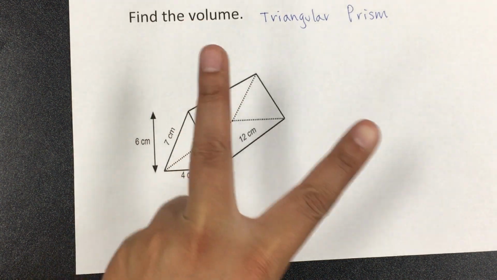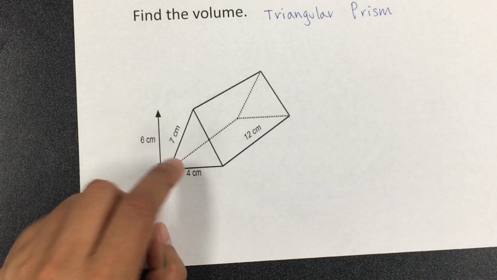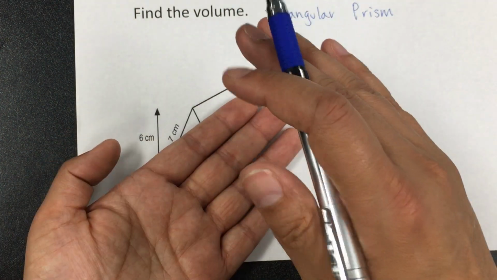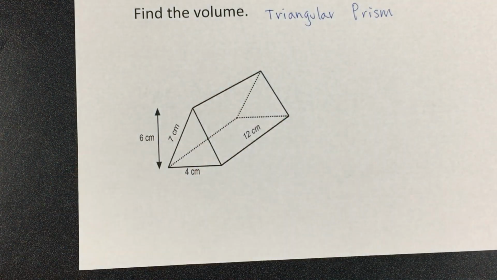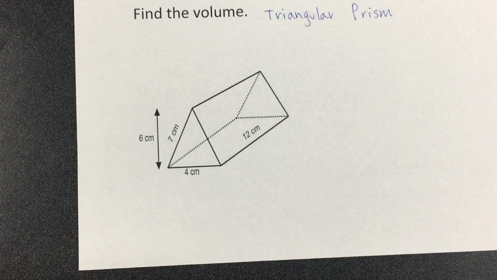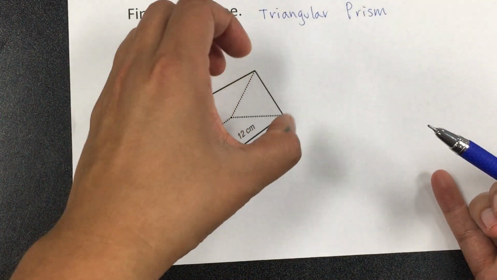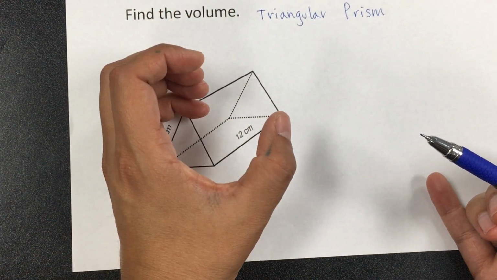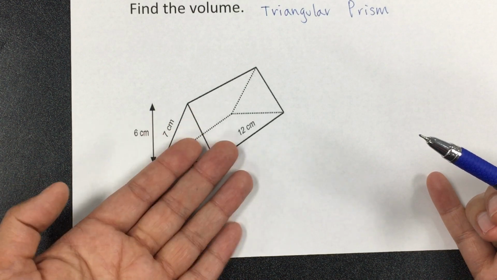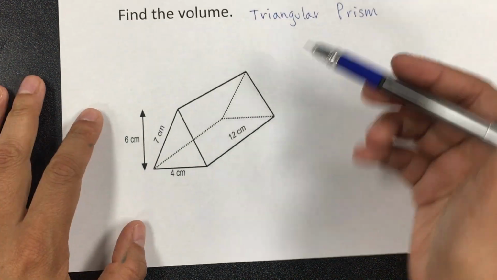Whenever we have two of the same, that's going to be our base. So basically it's standing, with a triangle at the bottom and a triangle on the top. Just like we did with the cylinders. You have a circle at the bottom and a circle on the top for those cylinders. So the same thing here, this would be standing up. The bottom will be a triangle and the top as well. So that's the base.